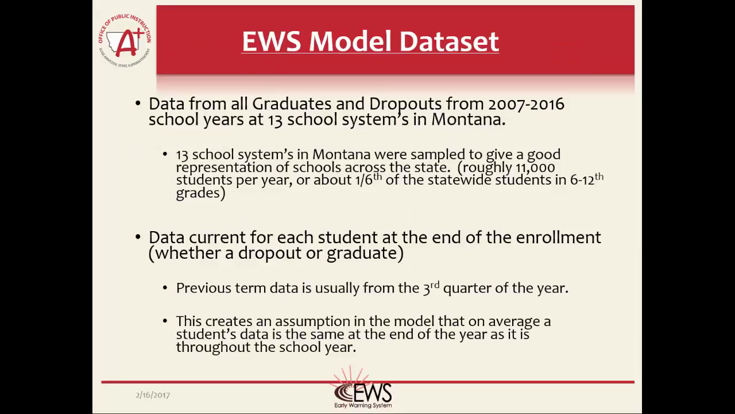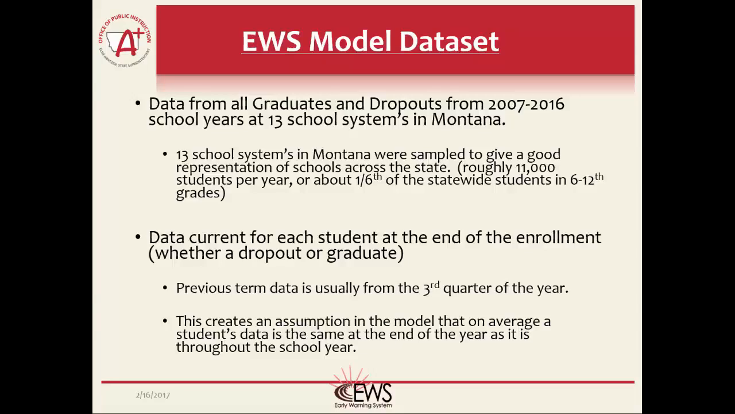One of the first steps of building an early warning system is creating the historical data set from the model that will be derived from. This being an EWS for Montana, the data must come from Montana students. This data set includes students from 2007 through 2016 school years for students that have either graduated or dropped out.